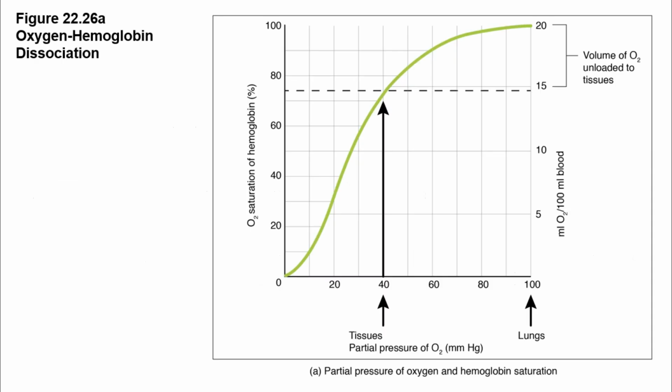The oxygen hemoglobin saturation curve may also be referred to as the oxygen hemoglobin dissociation curve, as it plots where oxygen is unloaded or dissociates from the hemoglobin that's carrying it. The horizontal axis on the bottom of the graph gives us the partial pressure of oxygen in various places, with the lungs being shown on the bottom right and the tissues in the bottom middle. The vertical axes give us 2 pieces of information. The vertical axis on the left gives us the oxygen saturation of hemoglobin as a percent, with 100% being the maximum at the top left. The vertical axis on the right gives us the amount of oxygen in milliliters per 100 milliliters of blood.